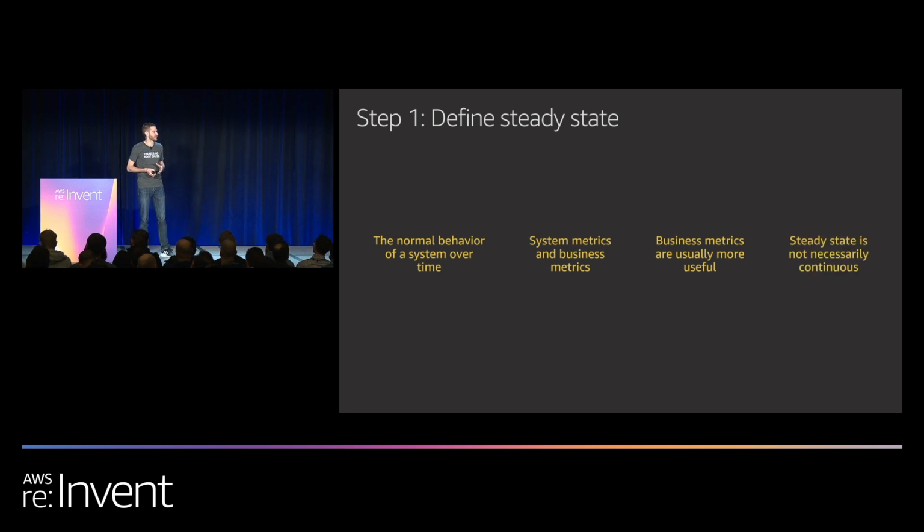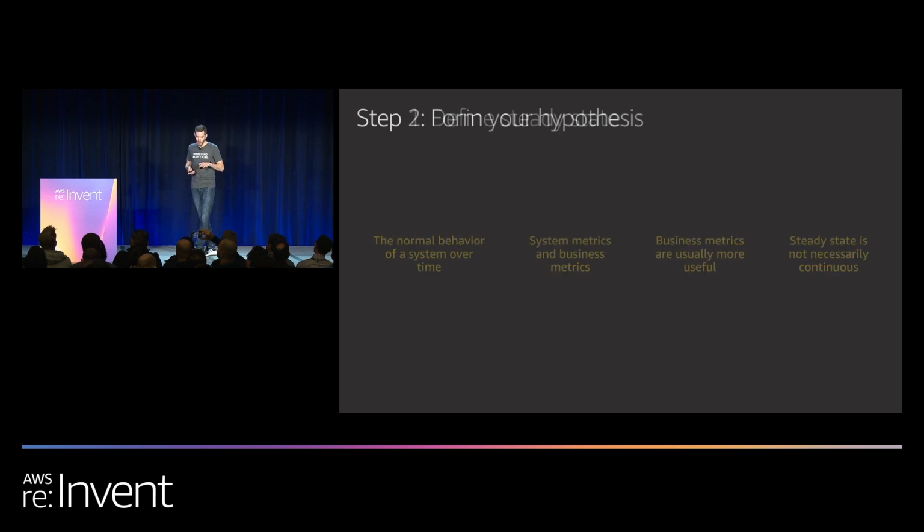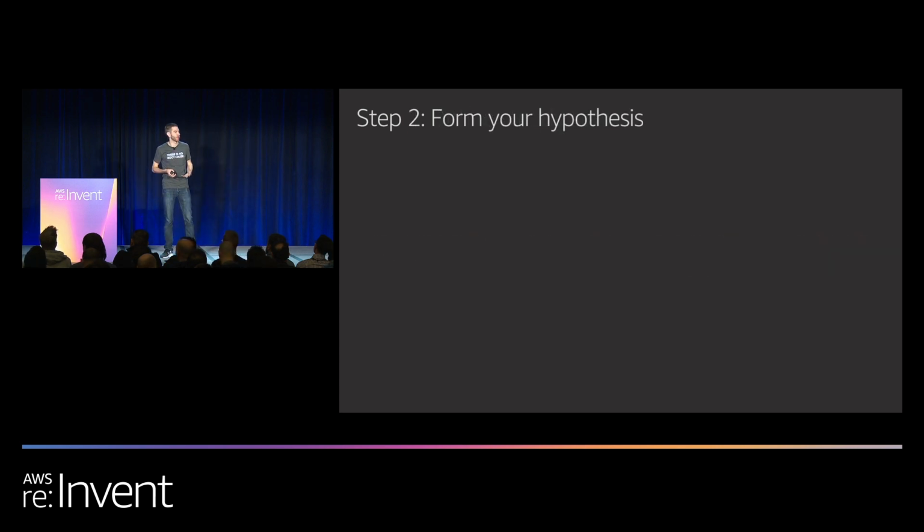It's also important to remember that steady state isn't continuous. It changes over time. So a week in June or July is probably different from weeks leading up to Christmas. So now we've set our steady state. The next step is to form what's called a hypothesis. A hypothesis is a proposed explanation made based on limited evidence as a starting point for further investigation. As you probably understand by now, this further investigation is where we're headed. This is where we want to go.